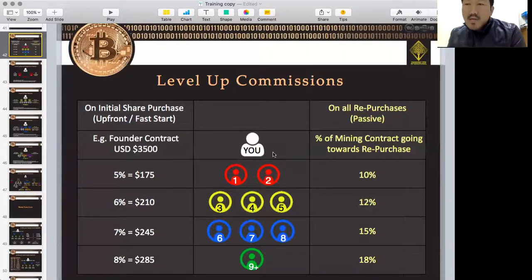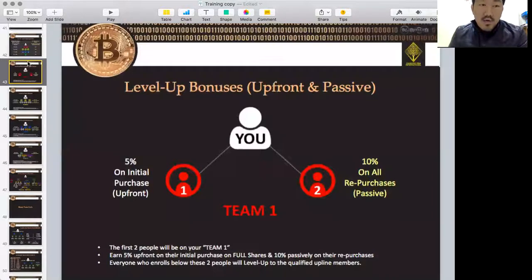U here represents your main account. All right, 1, 2, 3, 4, up to 8 here. These accounts could be yours, or they could be people whom you have enrolled. Okay, and then anything above 9. Oh, they don't write team. Okay, so team, the first and second that you bring in are called your team 1.